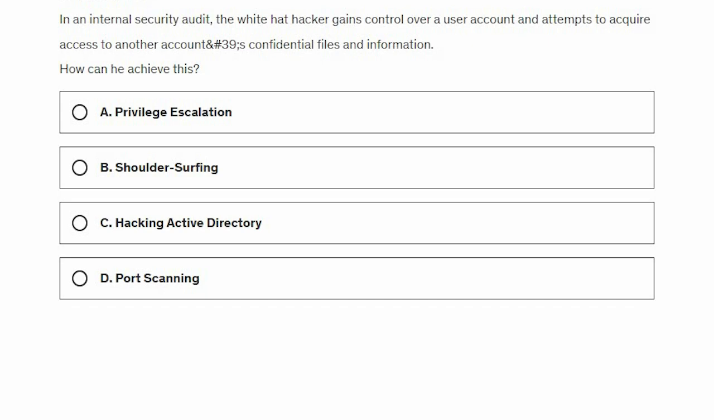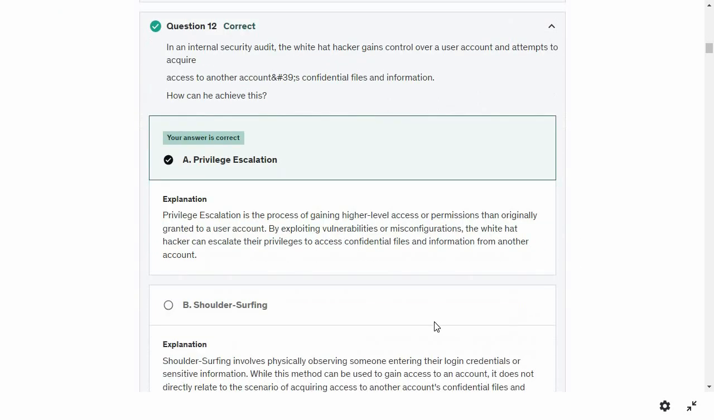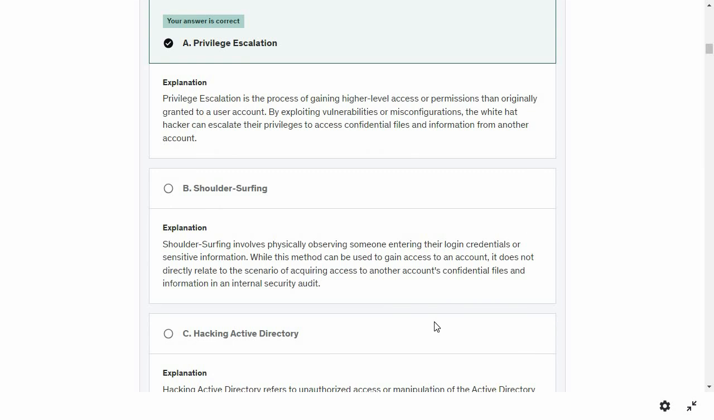A. Privilege escalation. B. Shoulder surfing. C. Hacking Active Directory. D. Port scanning. Pause the video and answer this question. The answer is A. Privilege escalation. Question number 2. Answer explanation.